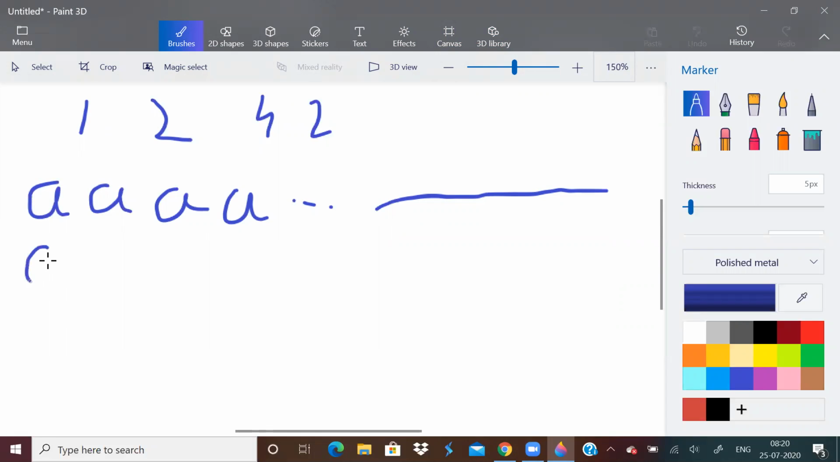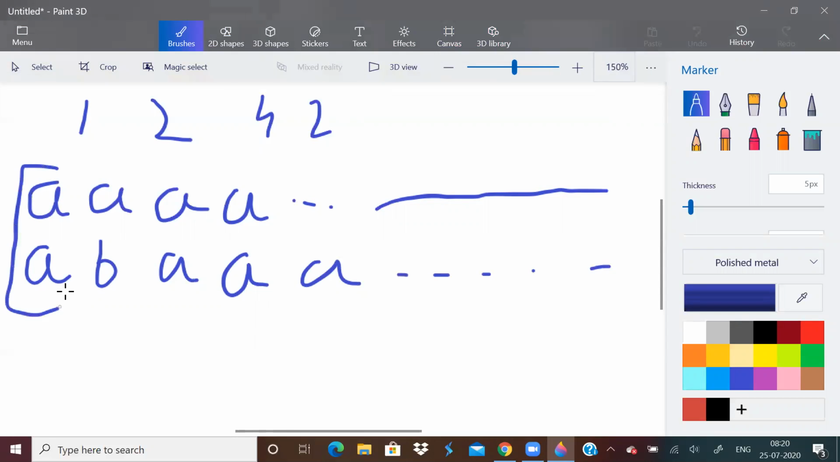That means the second string should start with A, because the first string starts with A. Now one of the characters is equal and the prefix length is 1. So now I should change this next character and keep the rest as it is, because in these two strings the length of the longest common prefix is this. I hope you understood.